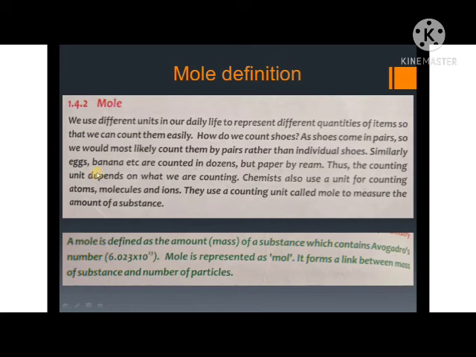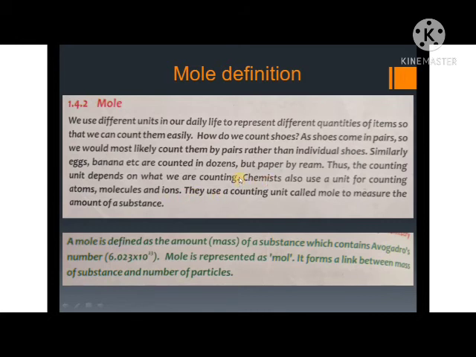Similarly, bananas and eggs are counted in dozens, but paper by ream. These are the units used for these items. Thus, the counting unit depends on what we are counting. Chemists also use a unit for counting atoms, molecules, and ions.